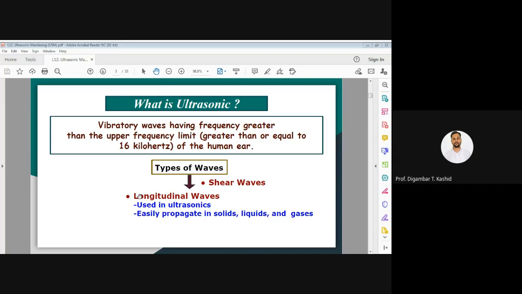In our ultrasonic machining, USM, we normally use longitudinal waves. They easily propagate in solids as well as liquids and gases. This is the first point about longitudinal waves, because they easily propagate in solid media, then liquids as well as gases. In our ultrasonic machining process, we normally use this type of wave, the longitudinal wave.